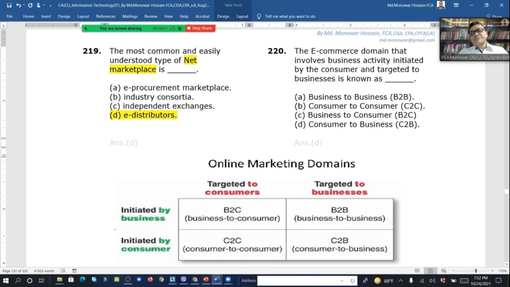The e-commerce domain that involves business activity initiated by the consumer and targeted to business is known as consumer to business. That the e-commerce domain that involves business activity initiated by the consumer, that means consumer initiated the business and targeted to the business is known as consumer to business. So here the initiator is consumer and its target is the business. So here consumer to business.